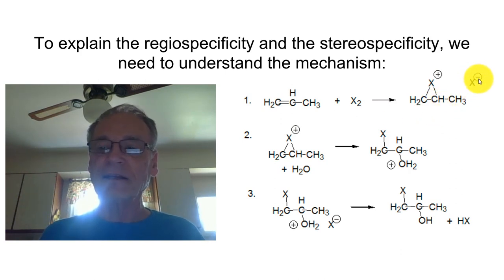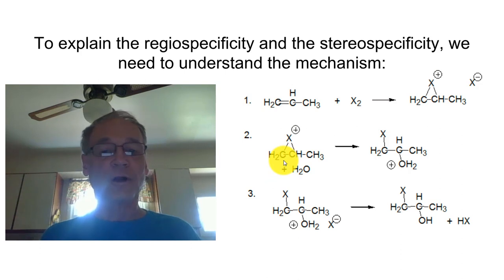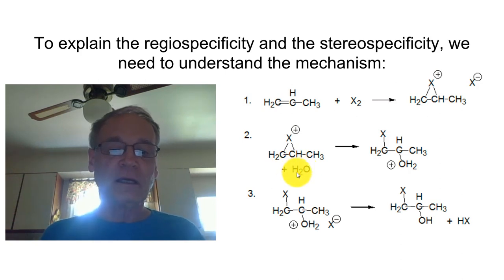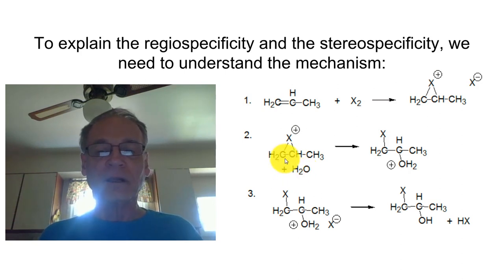But now instead of the halide attacking, it's the water that's going to attack. Does it attack on this carbon, which is more crowded, or on this carbon, which is less crowded? We already know the answer. We know the OH ends up on the more crowded carbon. That seems weird. It seems like the water should attack the less crowded carbon for steric reasons. But here's why it actually attacks the more crowded carbon.